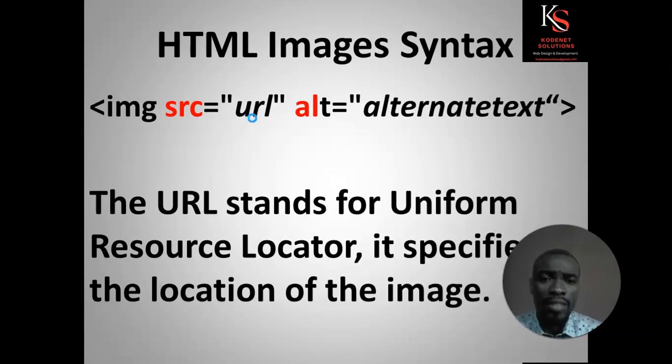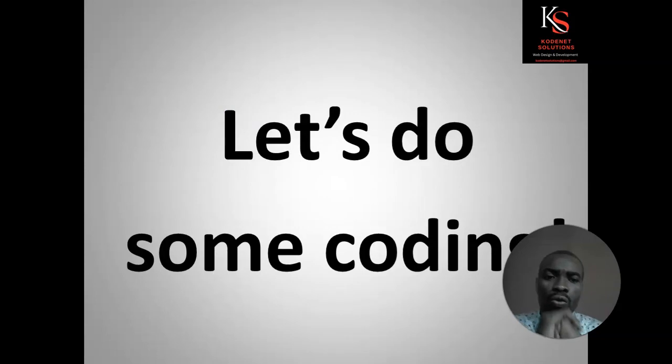So let's see what we have in the next slide. So far so good. It's time to go into coding. We've seen how to add an HTML image. We've seen, okay, to add your image you require two attributes. Now let's get into coding and put into practice what we've just seen from the slides.